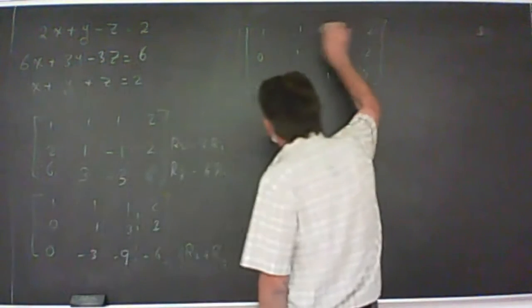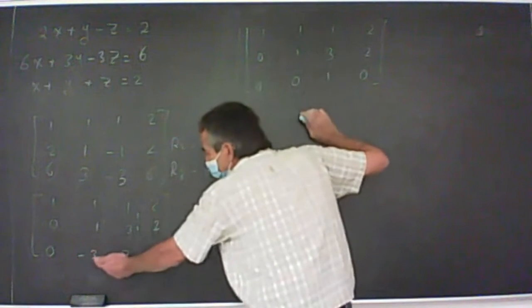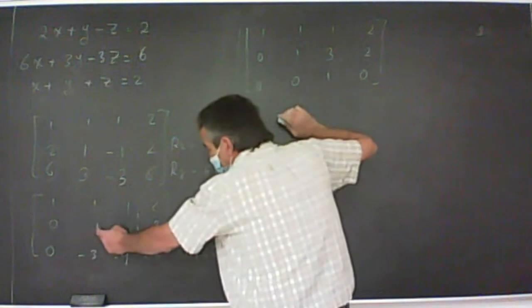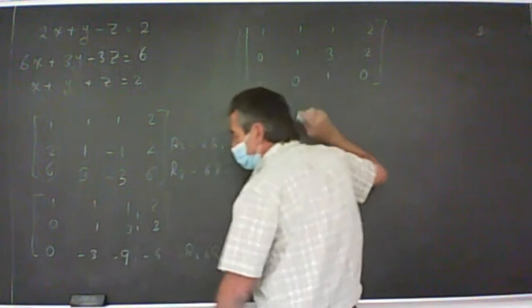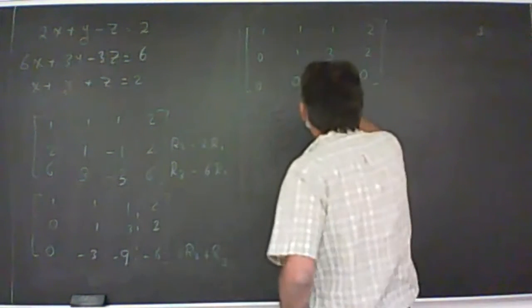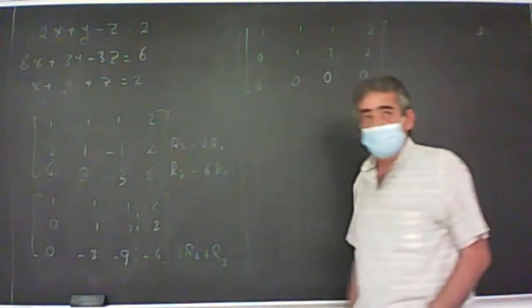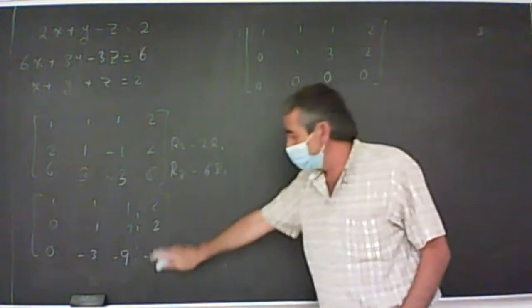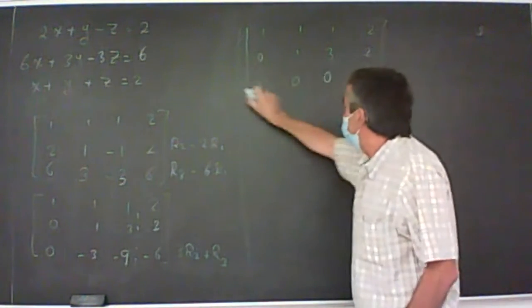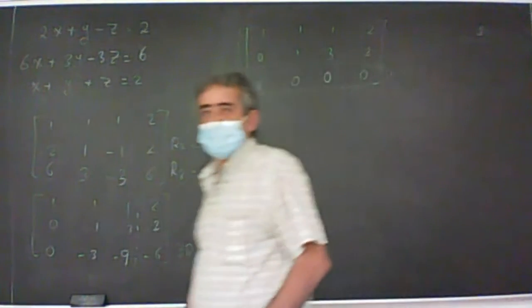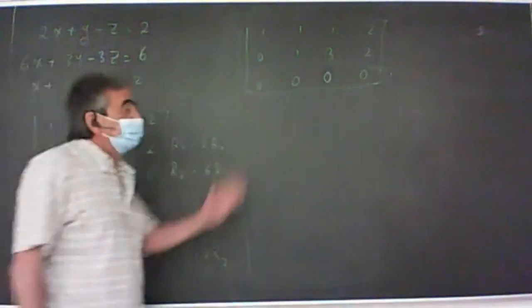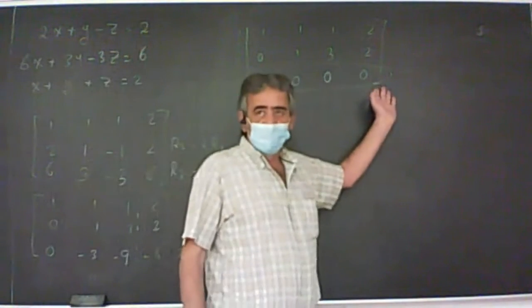Well, first row is the same, second row is the same. Now let's look at the third row. 0 minus 0 is 0. 3 minus 3 is 0. What happened here? 9 minus 9 is 0. Correct? And 6 minus 6 is 0. What does that give me? All zeros. Yeah? What does that mean? It says 0 equal to 0.